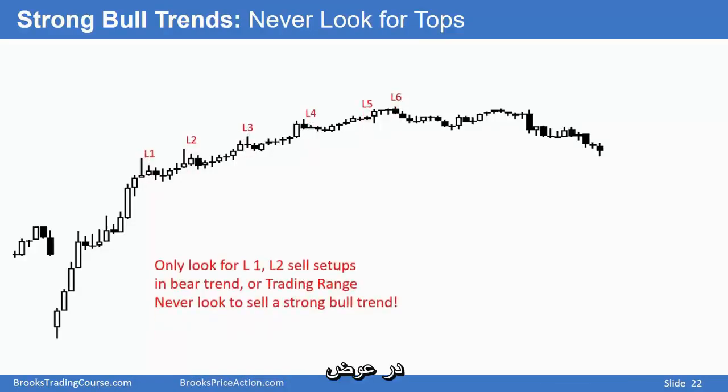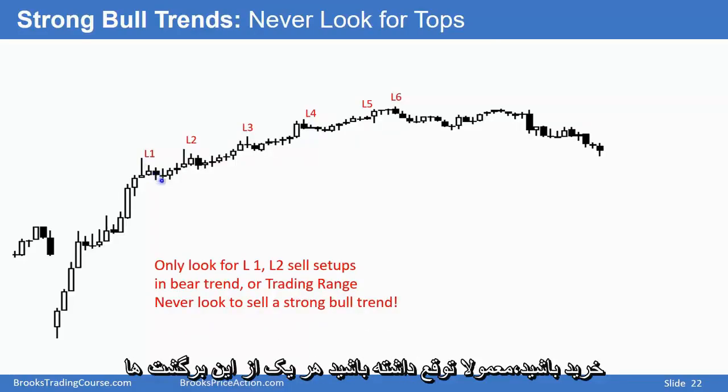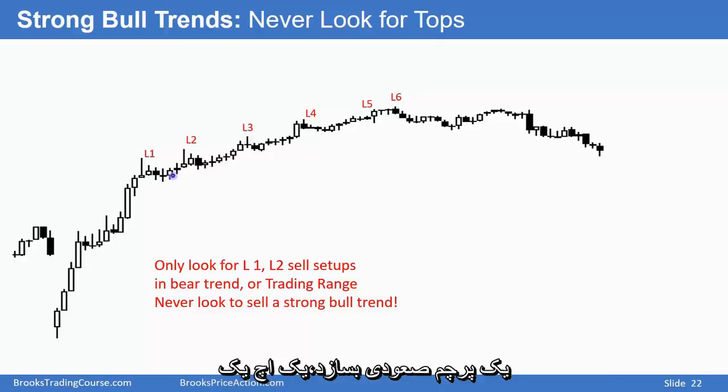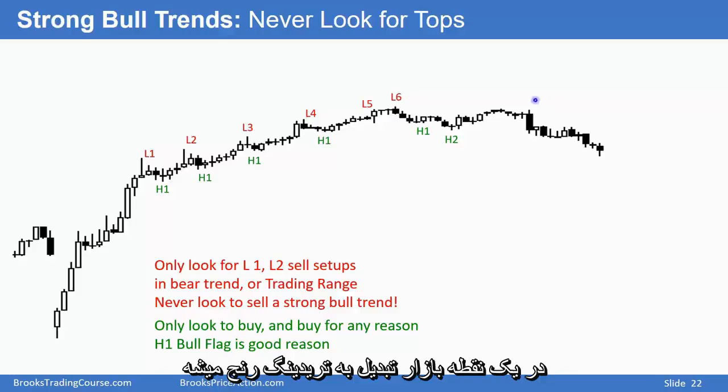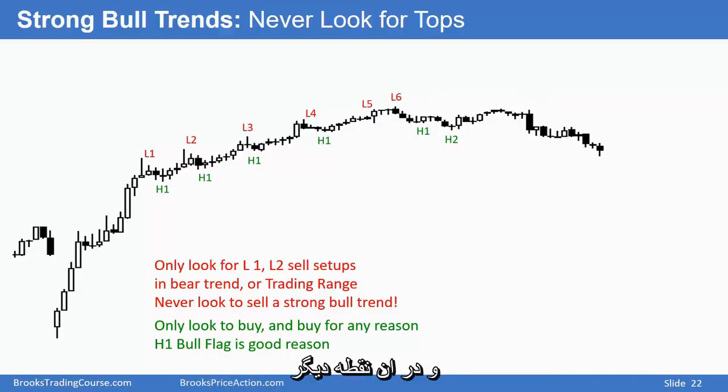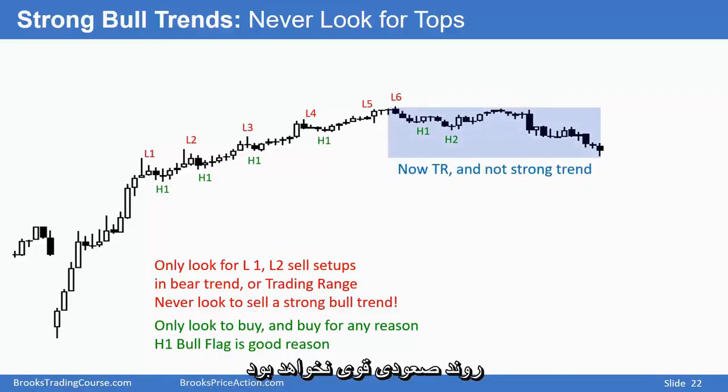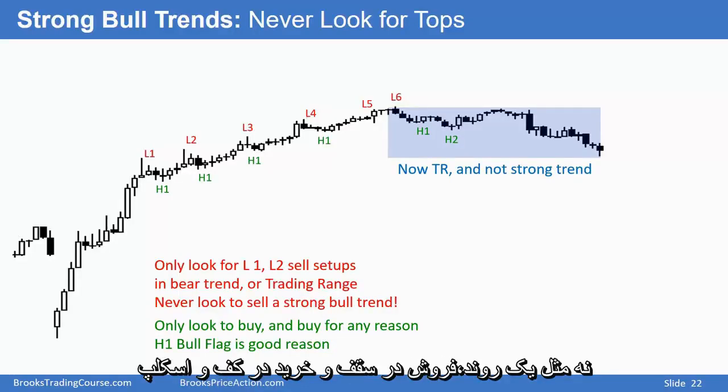So instead of looking for low 1, low 2, low 3, low 4, you should only be looking to buy. You should expect each one of these reversal attempts to create bull flags. A high 1, high 1, high 1. And you should be looking to buy the bull flags and not sell the tops. At some point, the market evolves into a trading range. And at that point, it's no longer a strong bull trend. And if you're going to trade it, you trade it like a trading range, not like a trend anymore. You're buying low, you're selling high, and scalping.